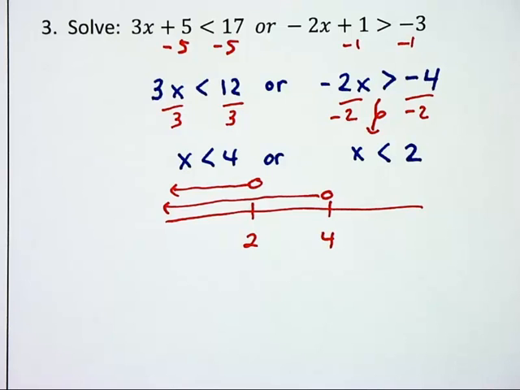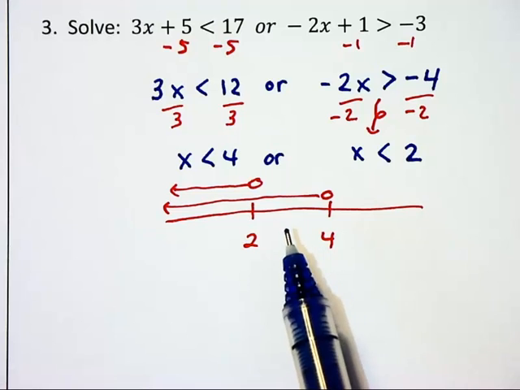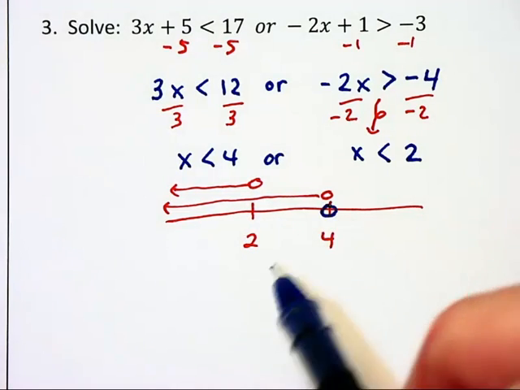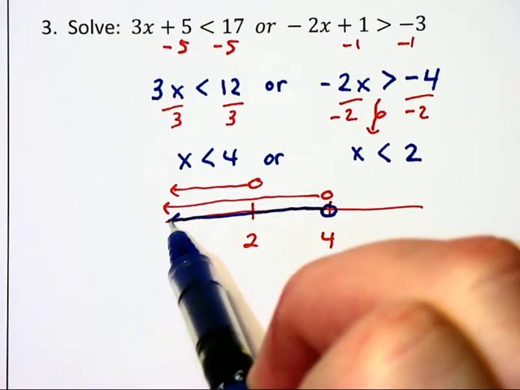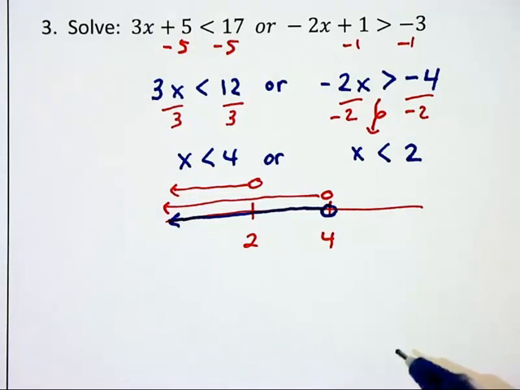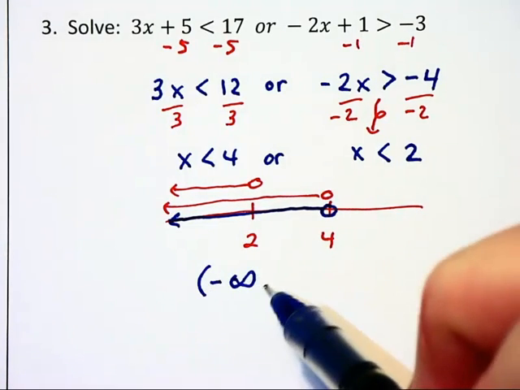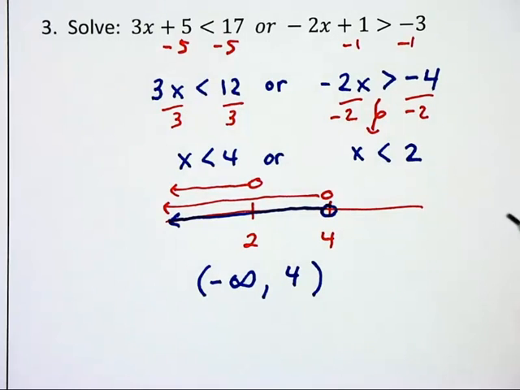"Or" says unite these two graphs together, or which values are on one graph or the other, and the answer is there is an x value in either of them when we look at x less than 4. So that will be our solution set as graphed, and in interval notation this will be from negative infinity on up to 4, which we do not include.